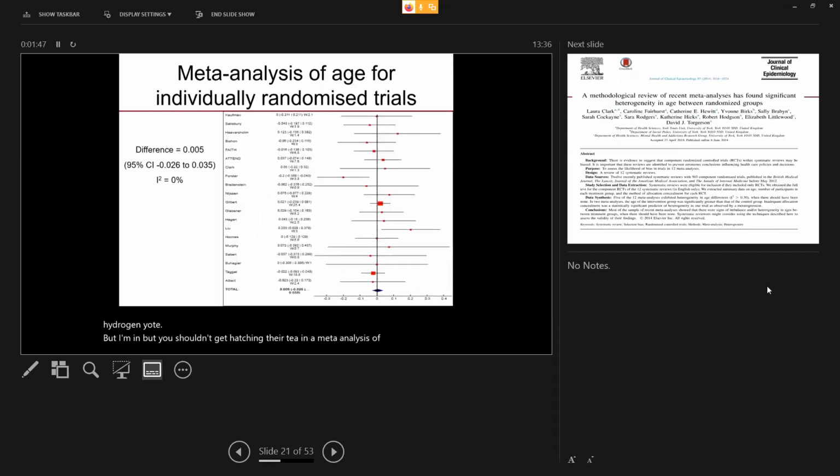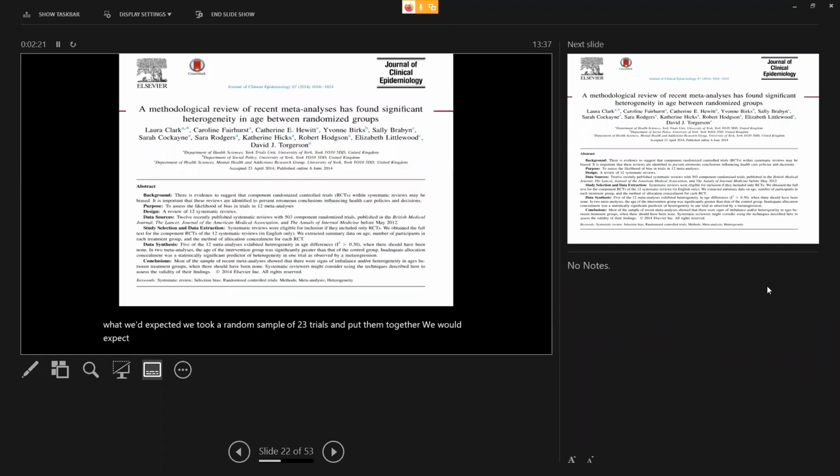Such as this, a meta-analysis of the age of 23 randomized controlled trials, which, as far as we know, are robust studies. And as you can see, all the randomized trials produce an effect that's close to zero, with one or two, which tend to be smaller trials, that move away from zero. But overall, when you put them all together, you get an I-squared of 0%, and a tiny difference that's nowhere near statistically significant. And that's what we'd expect if we took a random sample of 23 trials and put them together. We would expect this kind of finding.